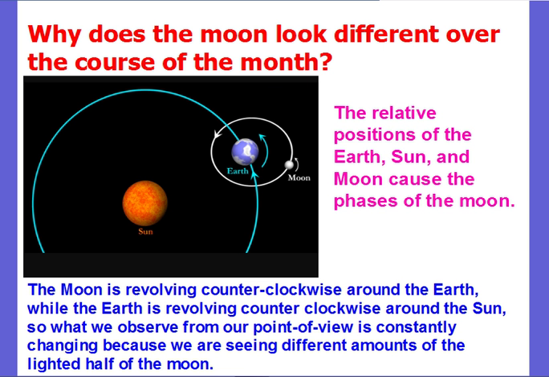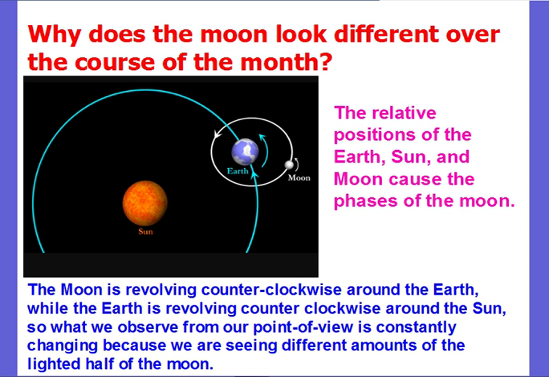So why does the Moon look different over the course of the month? The Moon is not really changing shape. It just appears different over time. The reason for that is because the positions of the Earth, Sun, and Moon are changing in relation to each other. And that's what causes the Moon to look different.